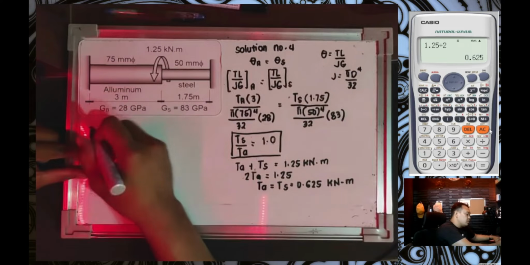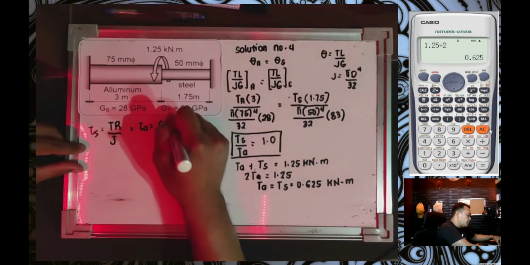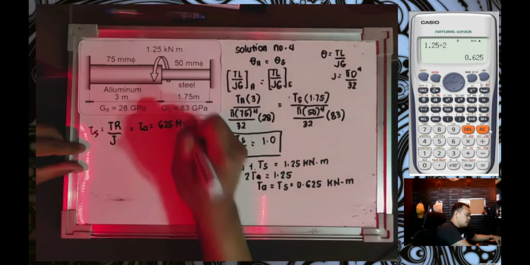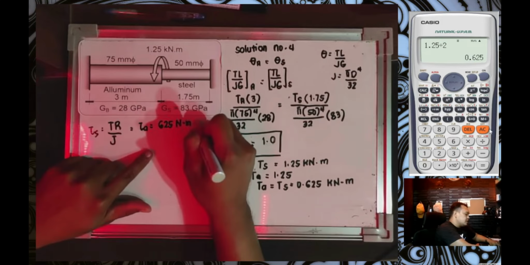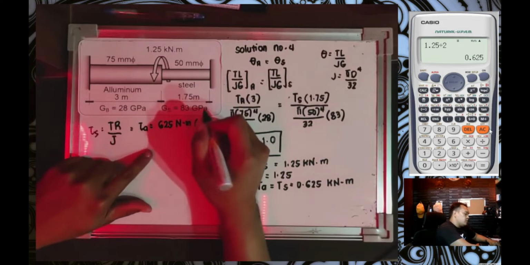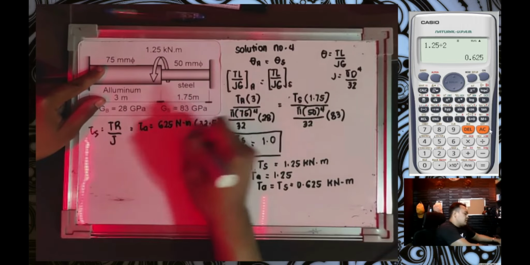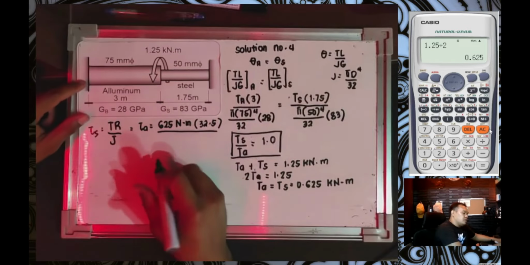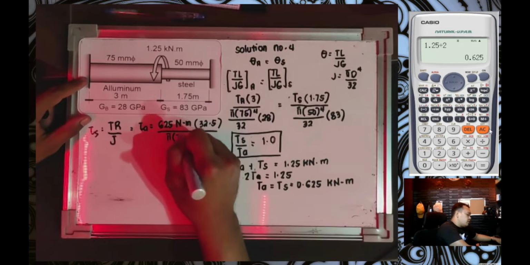So, let's say that aluminum ito. So, stress at aluminum is equivalent kay T, which is 625 Newton meter. Newton meter na po ito. Multiplied by the radius, radius nitong 75 which is 32.5 mm, divided by the J nung which is ito. No? So pi times 75 raised to the fourth all over 32.